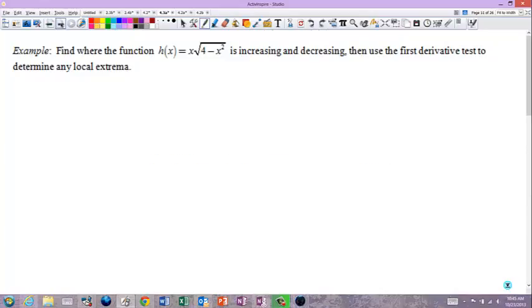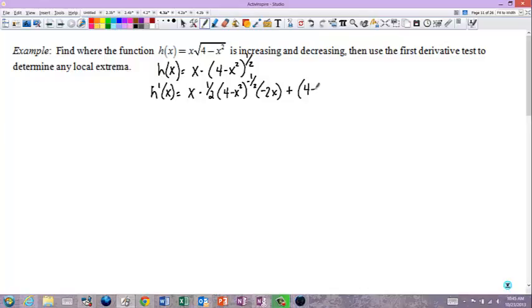It says find where the function h of x equals x times the square root of 4 minus x squared is increasing and decreasing. Then use the first derivative test to determine any local extrema. Well, that means we have to take the derivative. I'm going to rewrite it as x times 4 minus x squared to the 1/2, and we have to use the product rule. So 1 d2 minus x squared to the negative 1/2 times negative 2x plus 2 d1.